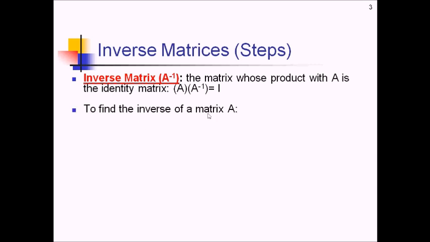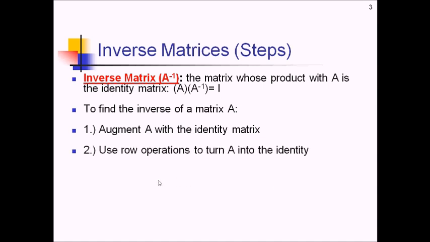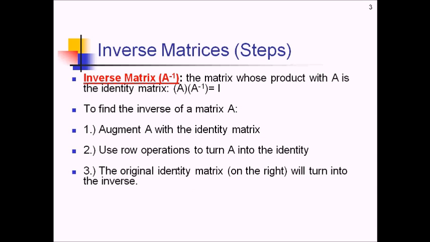To find the inverse of a matrix, we need to first augment matrix A, whatever the matrix is that you want the inverse of, with the identity matrix. So basically, do your little dashed line and write the whole identity matrix on the right side. Next, use row operations to turn A, the left side, into the identity. And then the original identity matrix on the right is going to turn into the inverse. It's kind of cool. We'll see it in action in a minute.